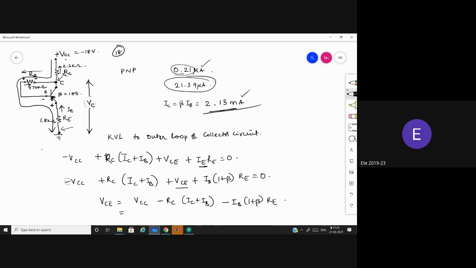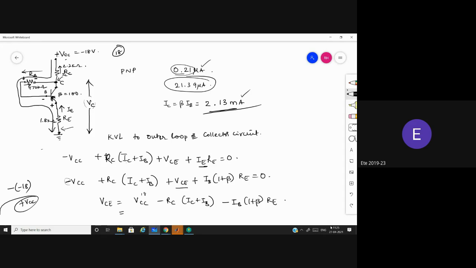Say if you do minus of minus 18, then what happens? It becomes plus VCC again. So either you take minus here, or if you want, you can take plus here, and then you substitute minus 18 to VCC. Either of the one you should do. So here I have taken minus VCC, then you have to substitute here as 18.